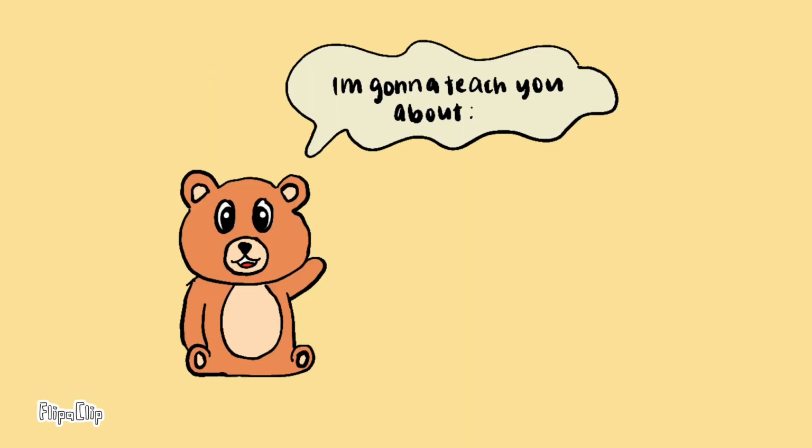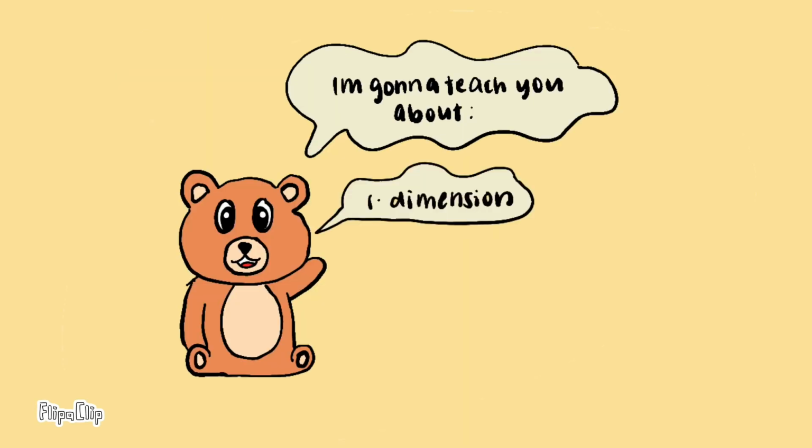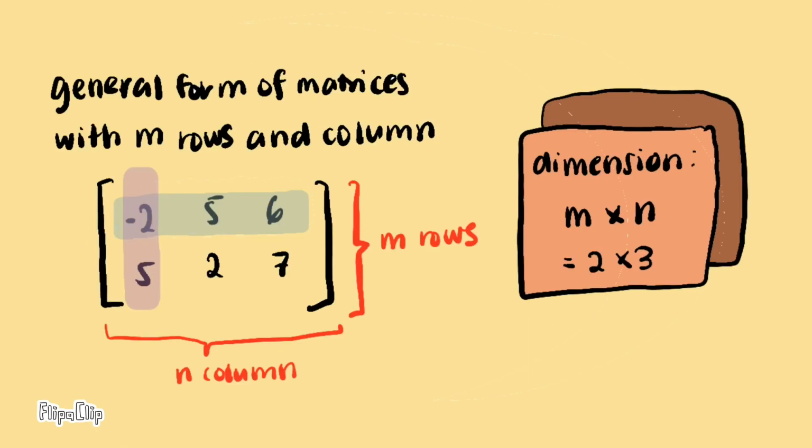Yes! I'm going to teach you about first dimension, secondly number, and last one equality. This is the general form of a matrix with m rows and n columns. When we talk about rows, we always refer to the horizontal rows, while when we talk about n columns, we always refer to the vertical columns. The dimension of the matrix will be m times n, which will be 2 times 3 for this type of matrix.